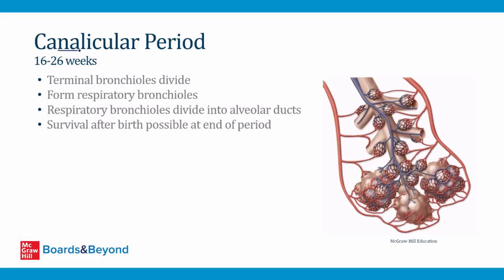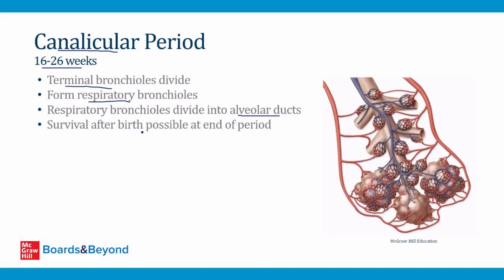Okay, next let's talk about the canalicular period, which occurs from 16 to 26 weeks. And the word canalicula or canaliculi, if you don't know, means ducts. So in this period, you get formation of very small airways that are like ducts. So what happens in the canalicular period is the terminal bronchioles divide to form respiratory bronchioles, and those respiratory bronchioles divide into very small alveolar ducts.